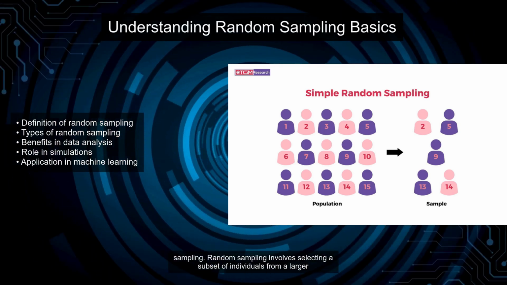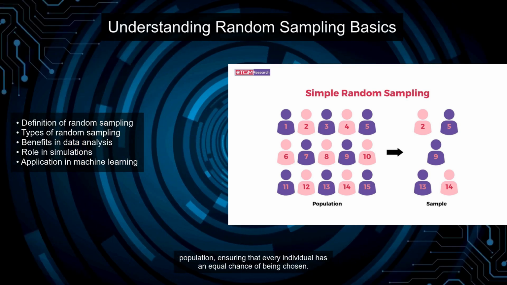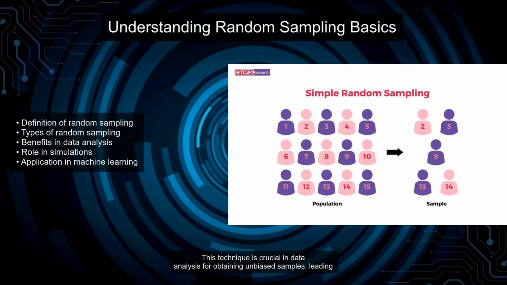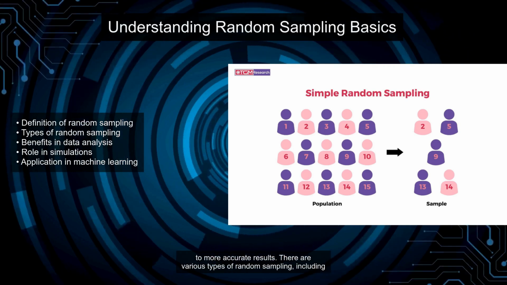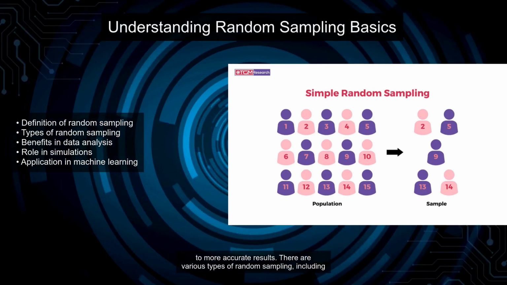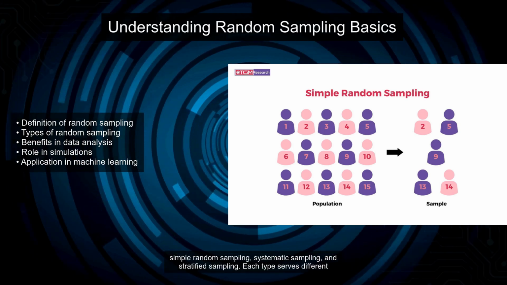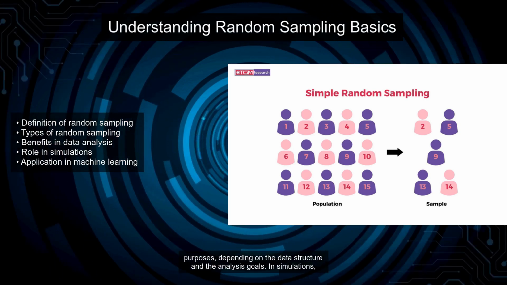Before diving into numpy, it's essential to understand the basics of random sampling. Random sampling involves selecting a subset of individuals from a larger population, ensuring that every individual has an equal chance of being chosen. This technique is crucial in data analysis for obtaining unbiased samples, leading to more accurate results. There are various types of random sampling, including simple random sampling, systematic sampling, and stratified sampling. Each type serves different purposes, depending on the data structure and the analysis goals.